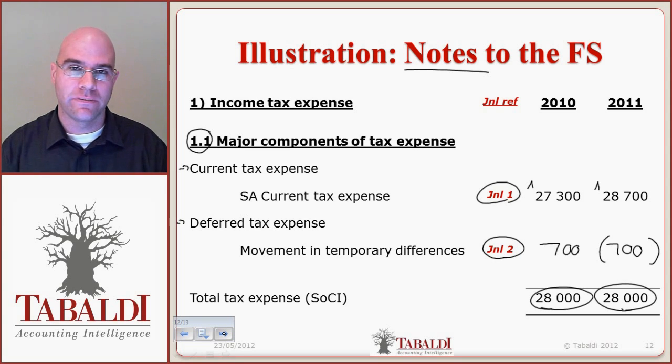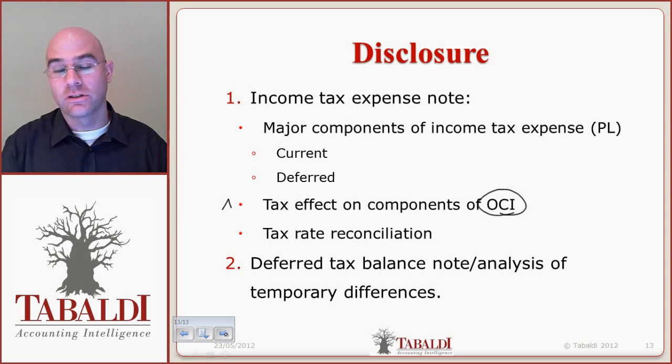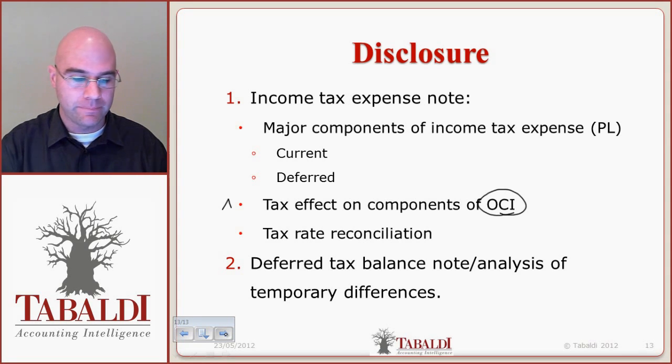Now, this is a very simplified example. There's no capital gains tax effects here. There are no reconciling items, no change in tax rates, no unrecognized tax loss. Again, this is to illustrate the basic principles and how these things fit together. Please don't forget, the rest of your income tax note needs to also include this concept of other comprehensive income. This illustration did not cover other comprehensive income.